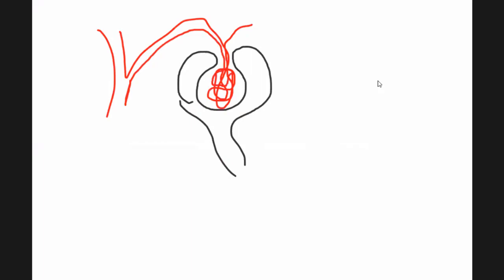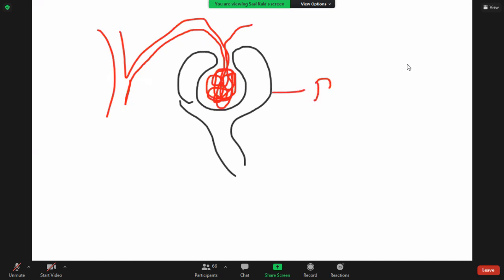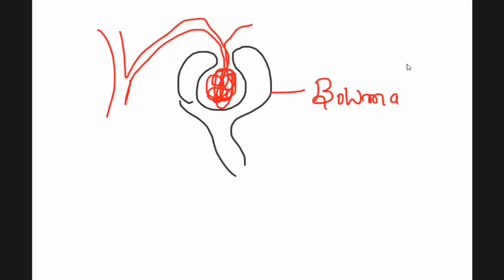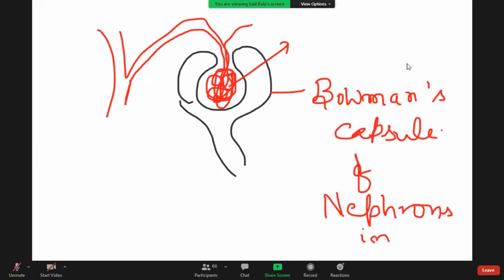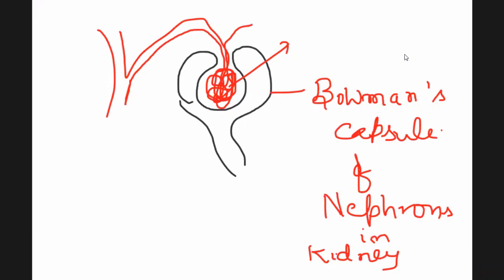Can you identify this part in our body? Bowman's capsule. Good. Where do you find Bowman's capsule? In the nephron. And what are these capillaries? Glomerulus. Nephrons are in our kidney. Our kidney has 1 million nephrons, each kidney. Now these are glomerular capillaries. What's the use of our nephrons?